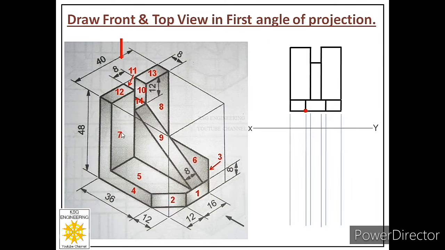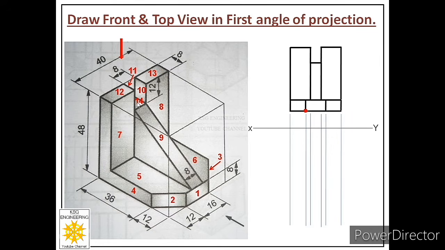Now out of these 14 faces, we will see only those faces which are either parallel to the horizontal plane or inclined to the horizontal plane. So let us see how many are parallel to the horizontal plane. First of all, we should know where the horizontal plane is. The horizontal plane is lying below the object and we are looking from top.